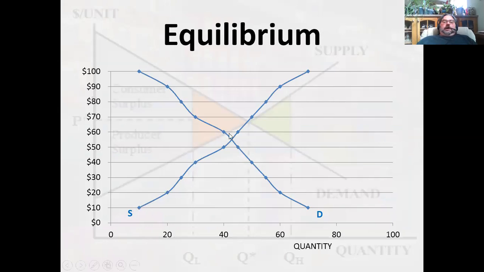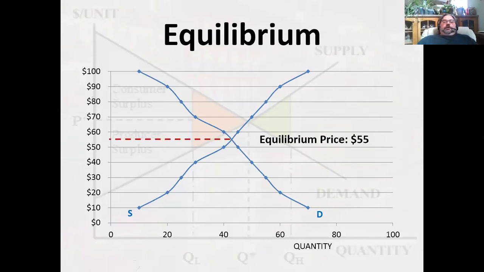$10 low supply, $100 high supply. And then my demand schedule marked with D: low price, high demand; high price, low demand. And you can see, because the supply curve is always going to go lower left to upper right, and the demand curve is always going to go lower right to upper left, they have to intersect at some point. And so we look at that intersection point and we can see exactly what the equilibrium price is, and exactly what the equilibrium quantity is.